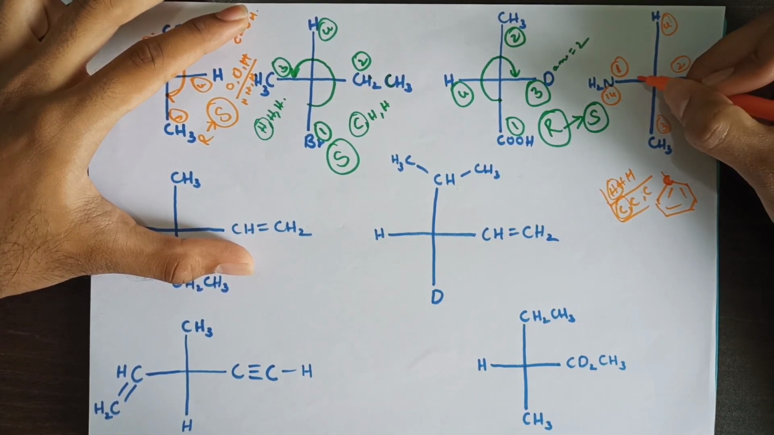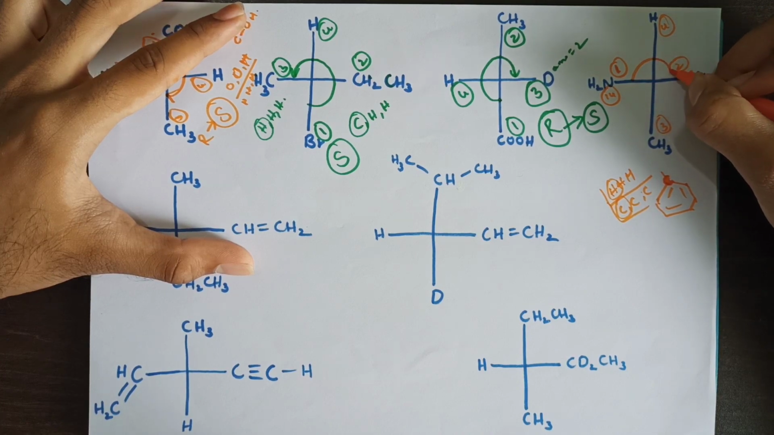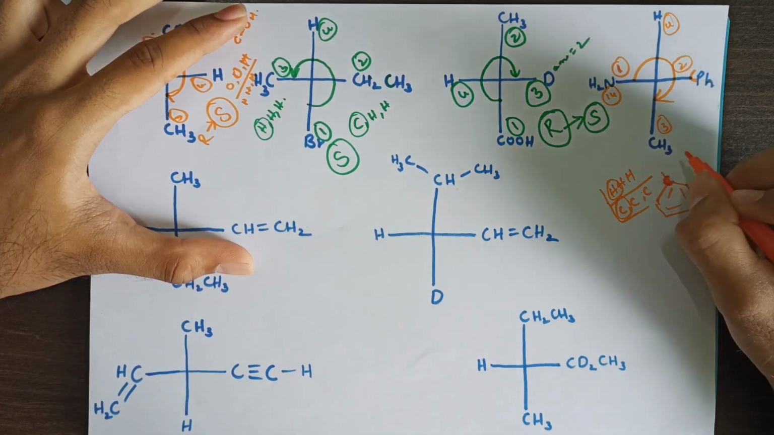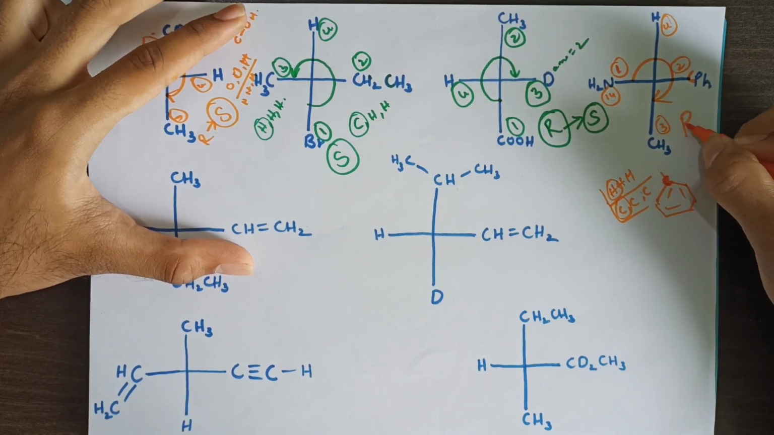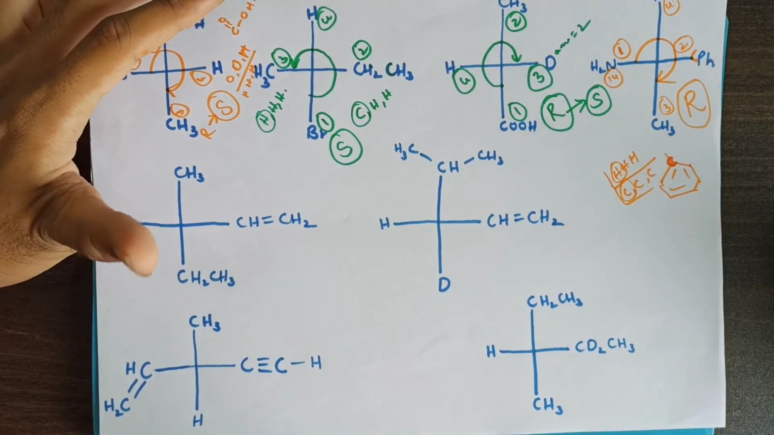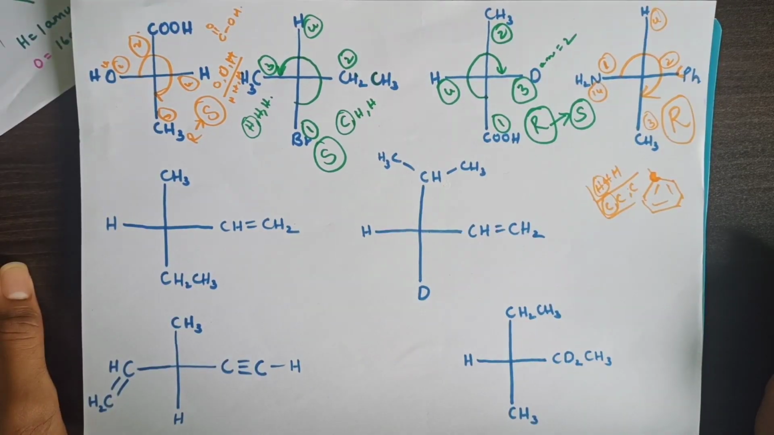So you trace a circle from 1, cross the fourth, go to the second, and go to the third. So it's in the clockwise direction. Therefore it's an R configuration, and it stays as the R configuration. Now you can complete the remaining as homework and check your answers with this.